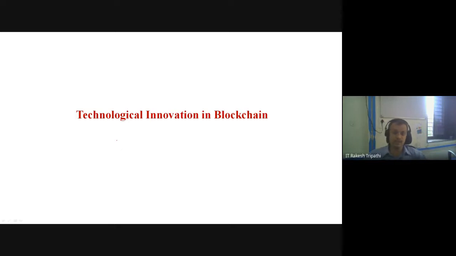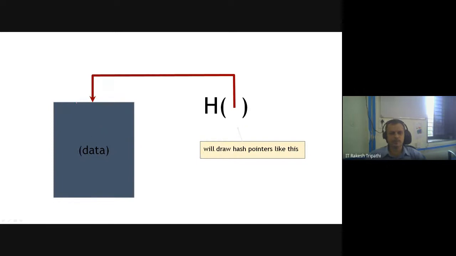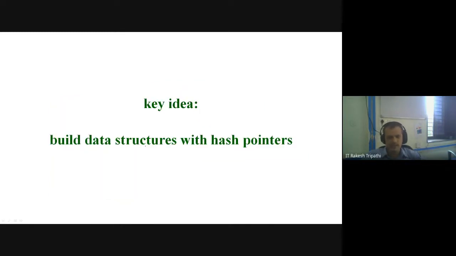The technological innovation in blockchain, the first thing, is the hash pointer. A typical pointer is a variable that holds the location of another variable. It points to another variable. A hash pointer holds the location of a piece of data whose hash value is this.